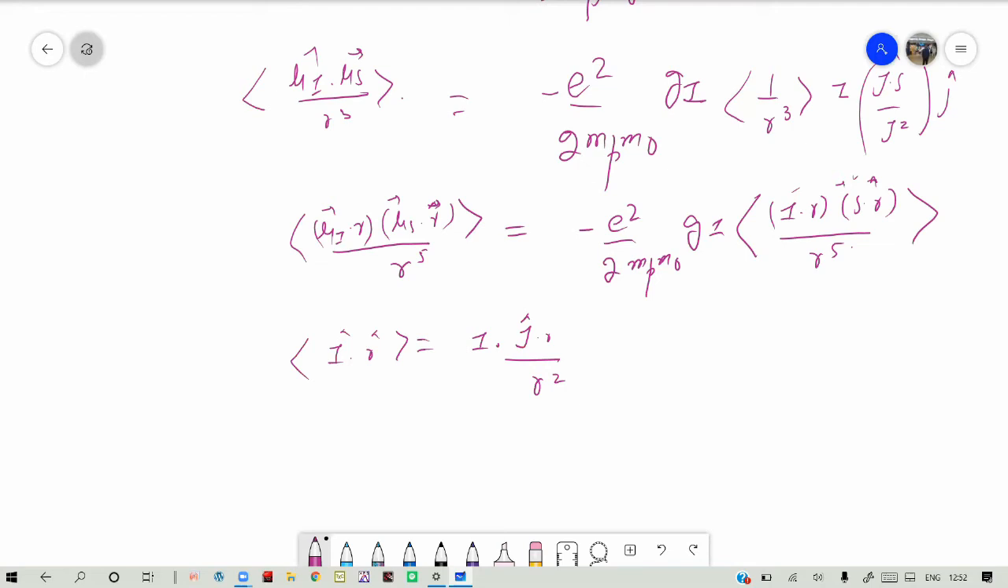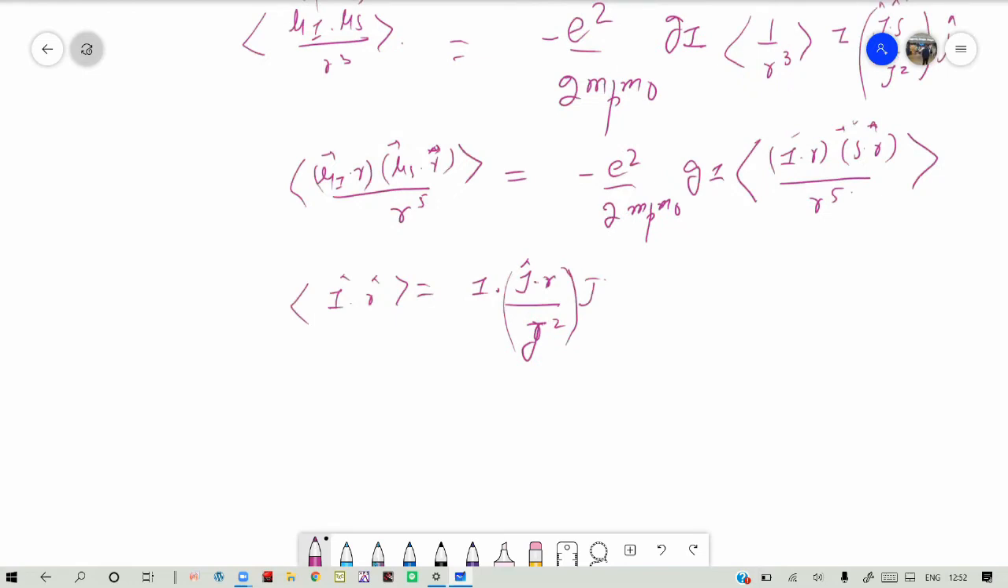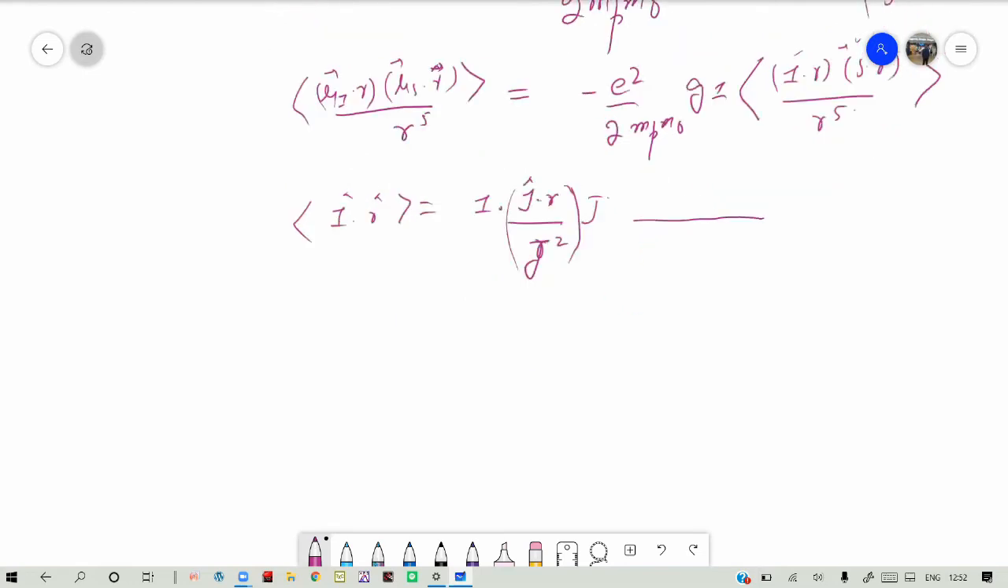So instead of dot r, I will write in terms of j. J dot j is j square. And there should be then j here, I think. J dot r, yes. So it is okay. Now, how will we write? We will use these values in the expression.